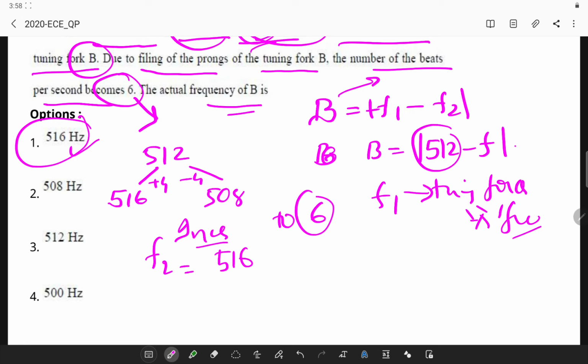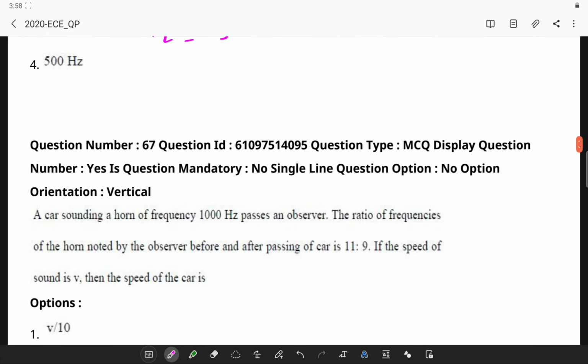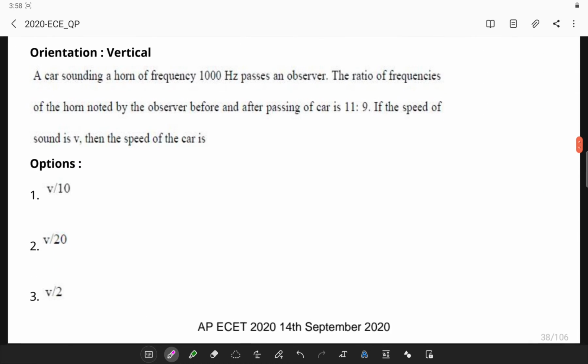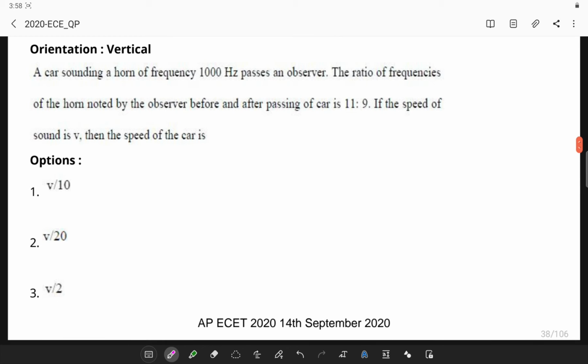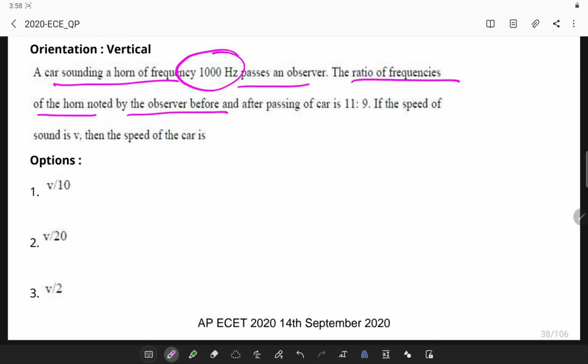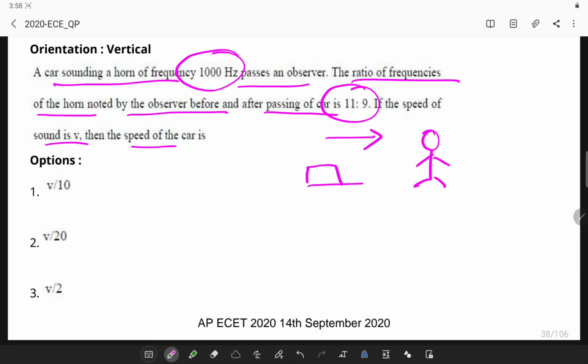Next, a car is sounding a horn of frequency 1000 Hz and passes an observer. So the ratio of frequencies of horn noted by the observer before and after the car passing is 11/9. What is the speed of the car? So imagine a person is here and a car is approaching, and it is leaving.